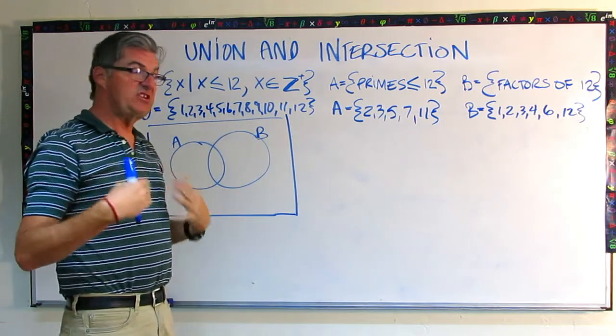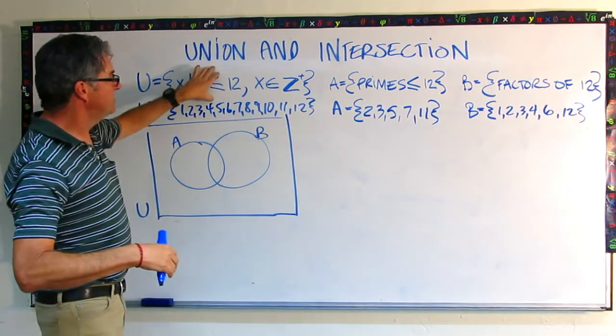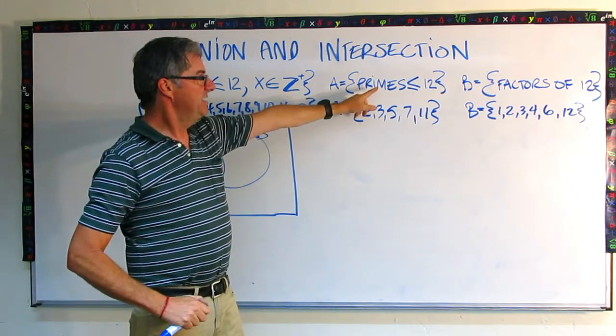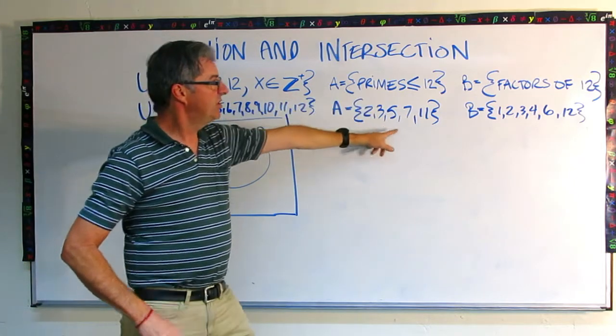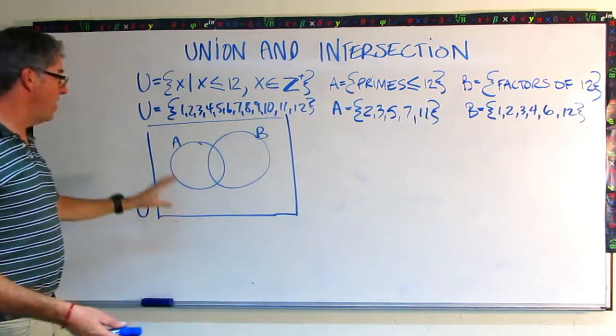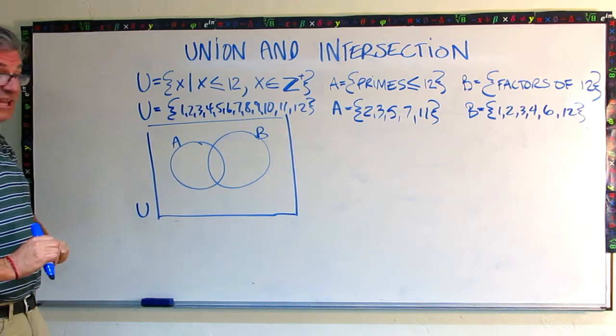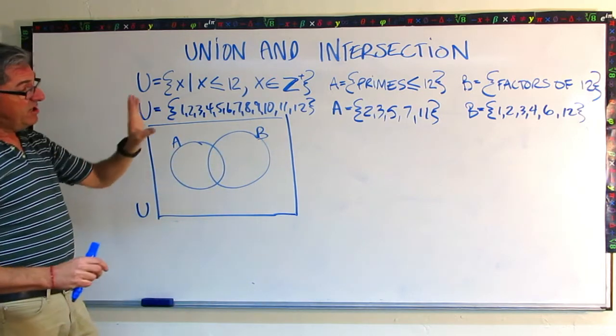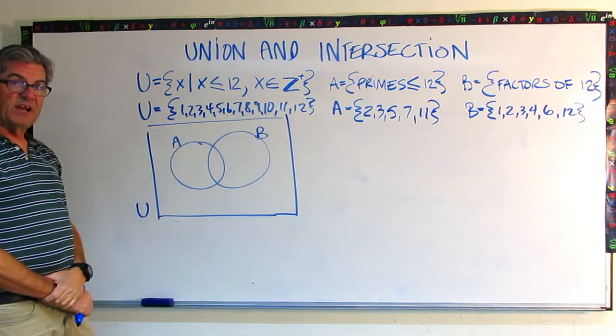Okay, so now our stage is set. We have our universal set described and shown, our set A described and shown, and set B described and shown. Now we can take a look at our Venn diagram, which I've conveniently labeled for you. Here's our A, here's our B, and here's our U. And we can start putting these numbers on there.